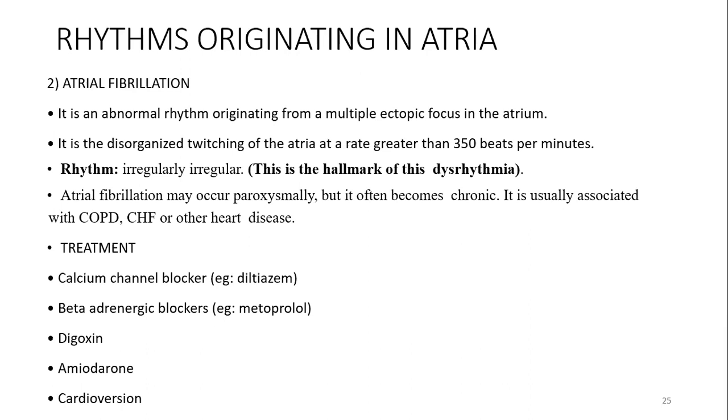Atrial fibrillation may occur paroxysmally, but it often becomes chronic, and it could occur in COPD, congestive heart failure, and other heart diseases. Treatments can be done with calcium channel blockers like diltiazem, beta blockers like metoprolol, digoxin, amiodarone, or with the use of cardioversion.